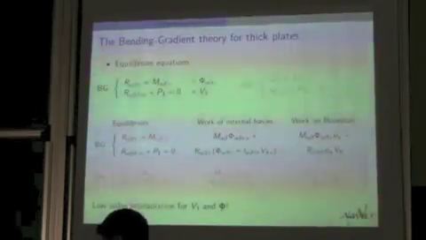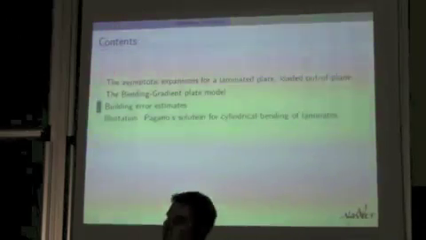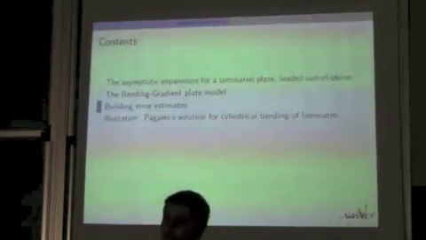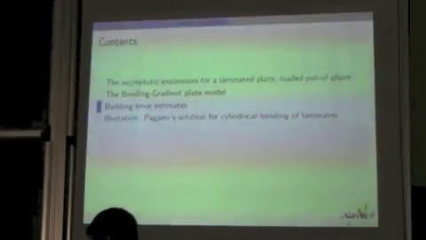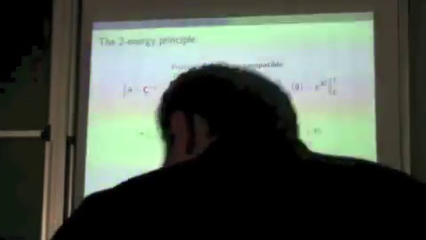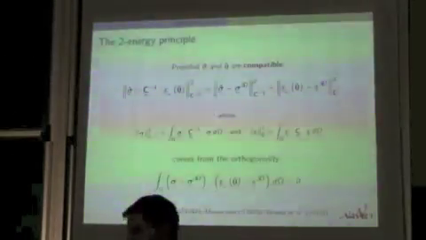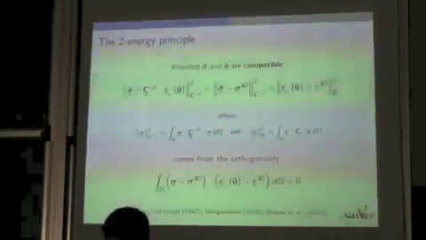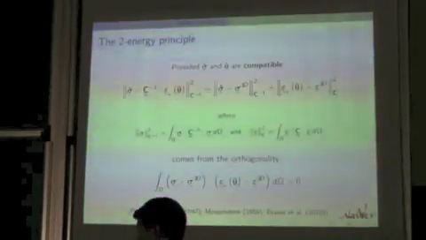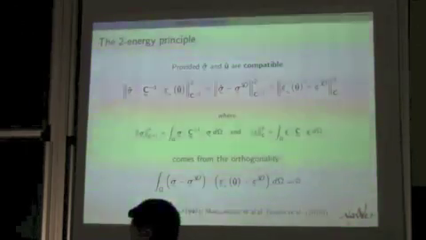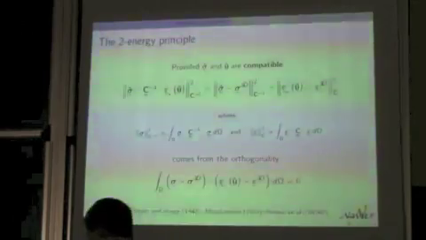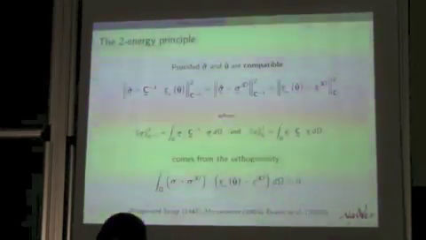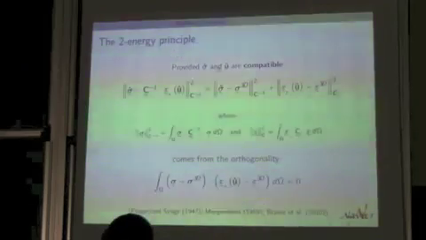So this is it for the bending gradient plate theory. Now I will try to build error estimates. Okay. So let's assume that I've solved the bending gradient plate model with very efficient finite element models, which is not obvious, but anyway. I will use the 2-energy principle. So I didn't know that a few months ago, so I will try to recall this to you today.